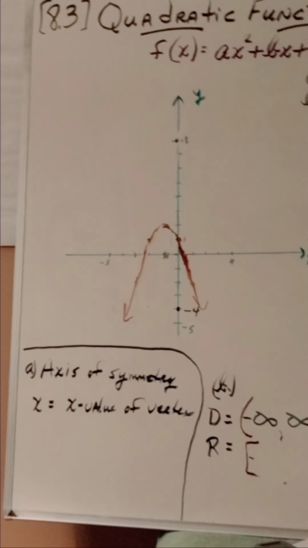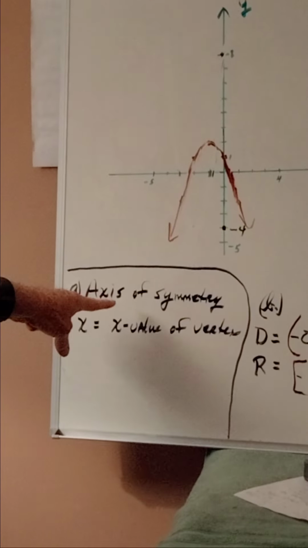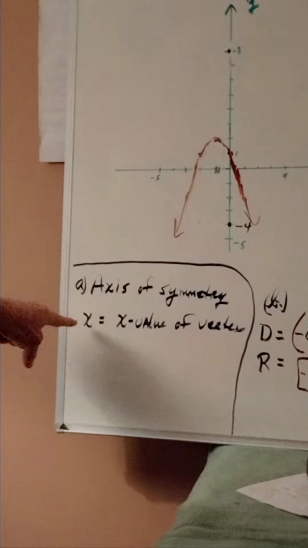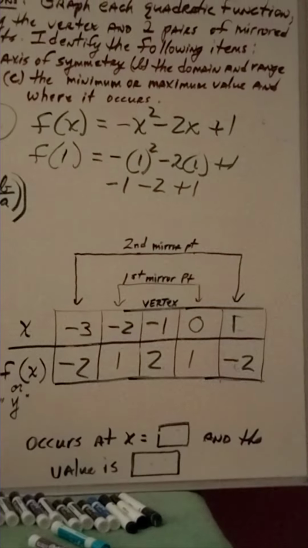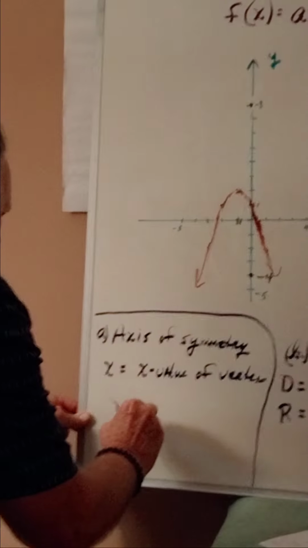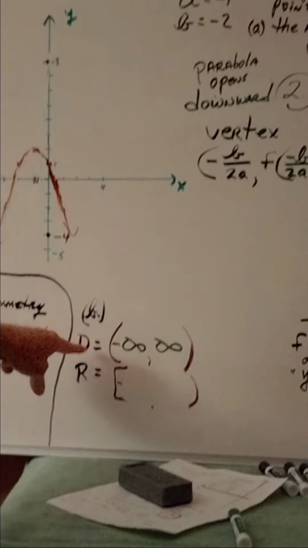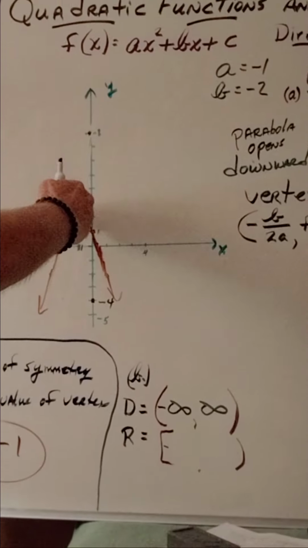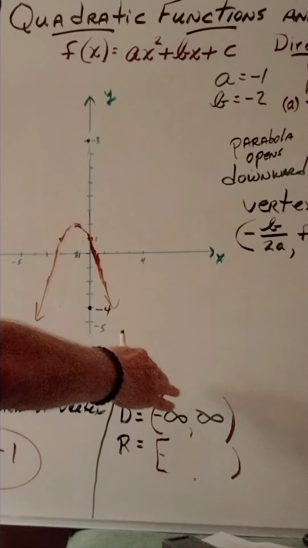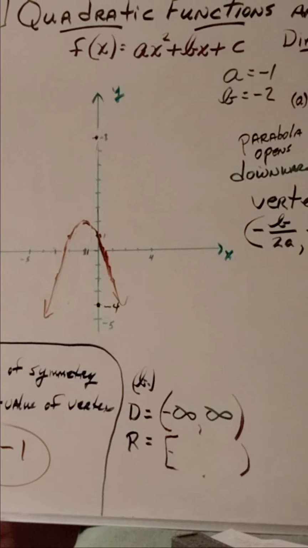Parabola, an inverted bowl. Axis of symmetry: x is equal to whatever the x value of the vertex is. The x value of the vertex is -1. The axis of symmetry is x is equal to -1. B, the domain. The domain is the entire set of real numbers, because the parabola is going to keep going out and out and out. Same over here. The entire x-axis is going to be filled up.